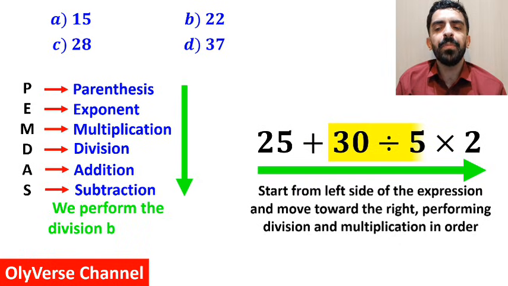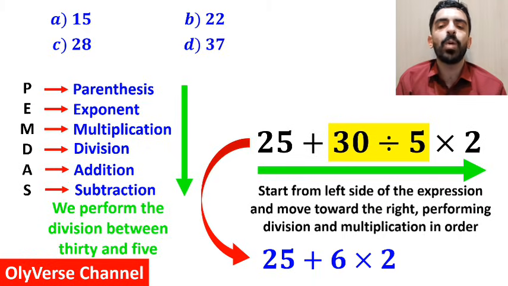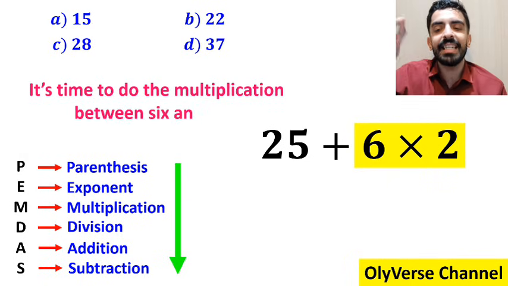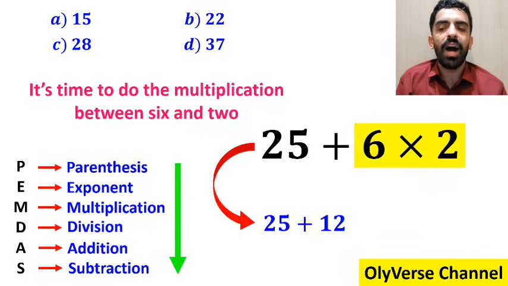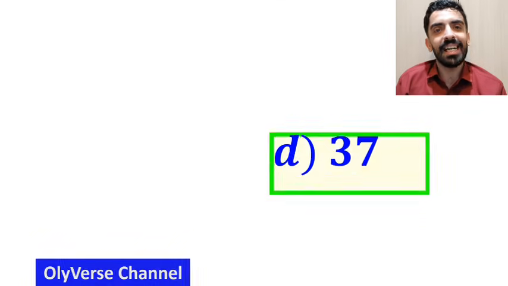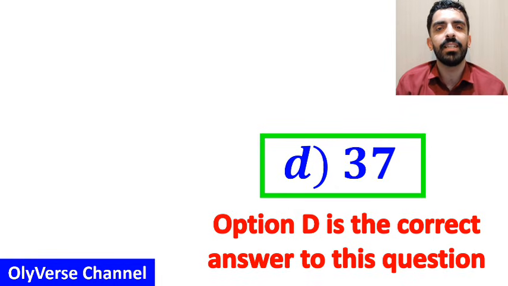So, first we perform the division between 30 and 5, and this expression simplifies to 25 plus 6, then times 2. Now, it's time to do the multiplication between 6 and 2, which gives us 25 plus 12. And finally, the value of this expression is equal to 37. That's great. Option D is the correct answer to this question.